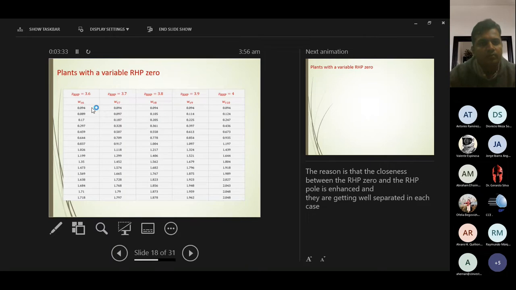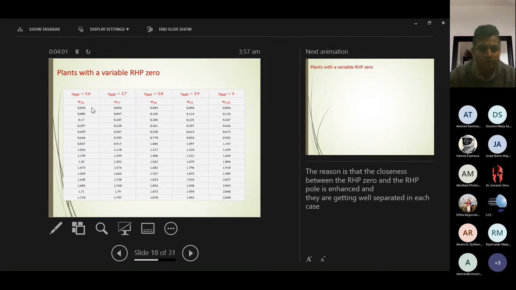The reason why the controllability characteristic is going to be improved is that the distance between the right half plane pole and right half plane zero is going to be increased. So there is a certain relationship. That relationship came out from the analysis: the right half plane zero must be greater than 4 times the right half plane pole.